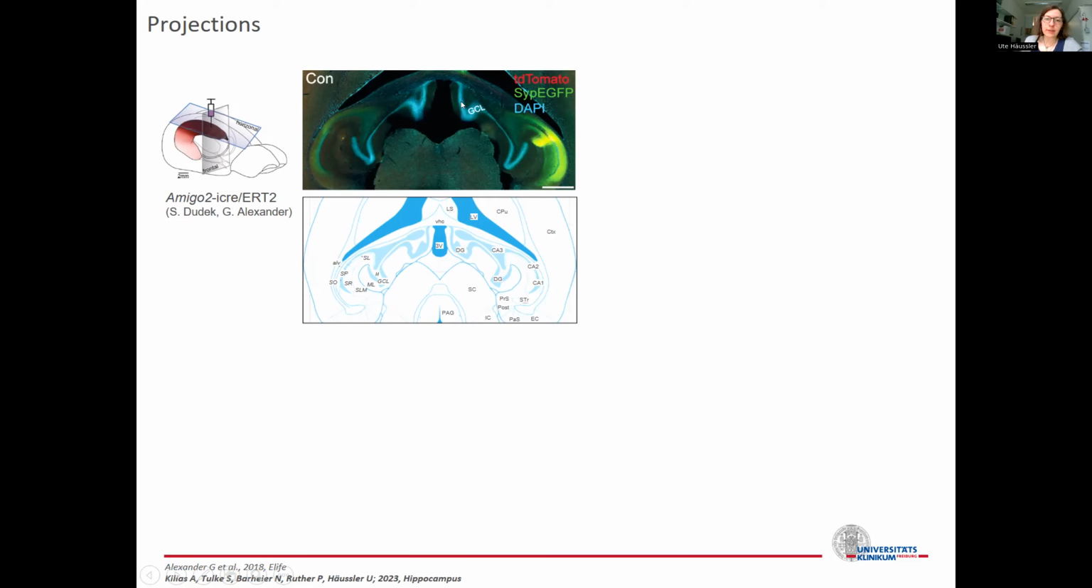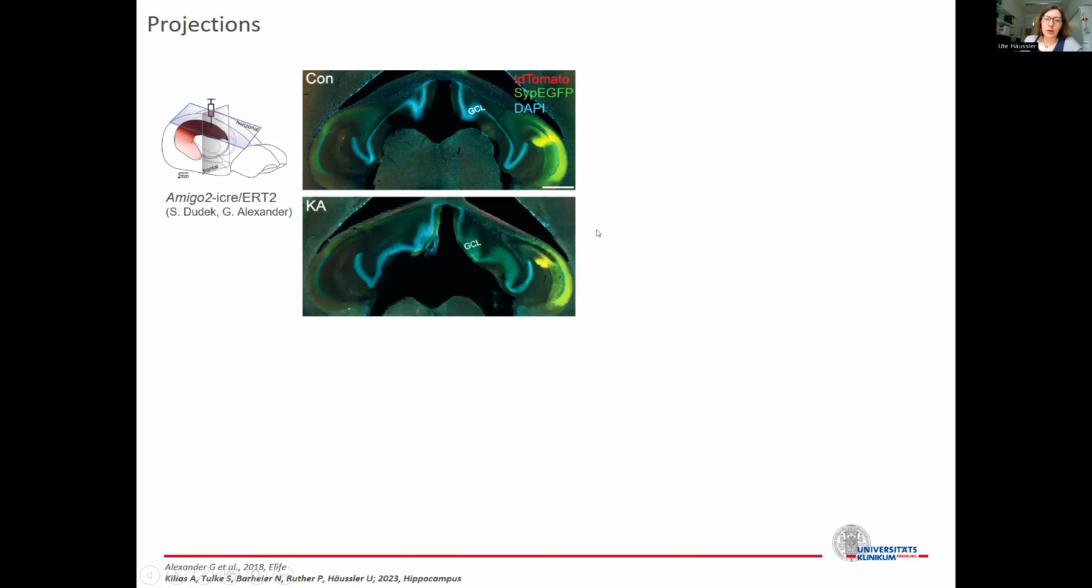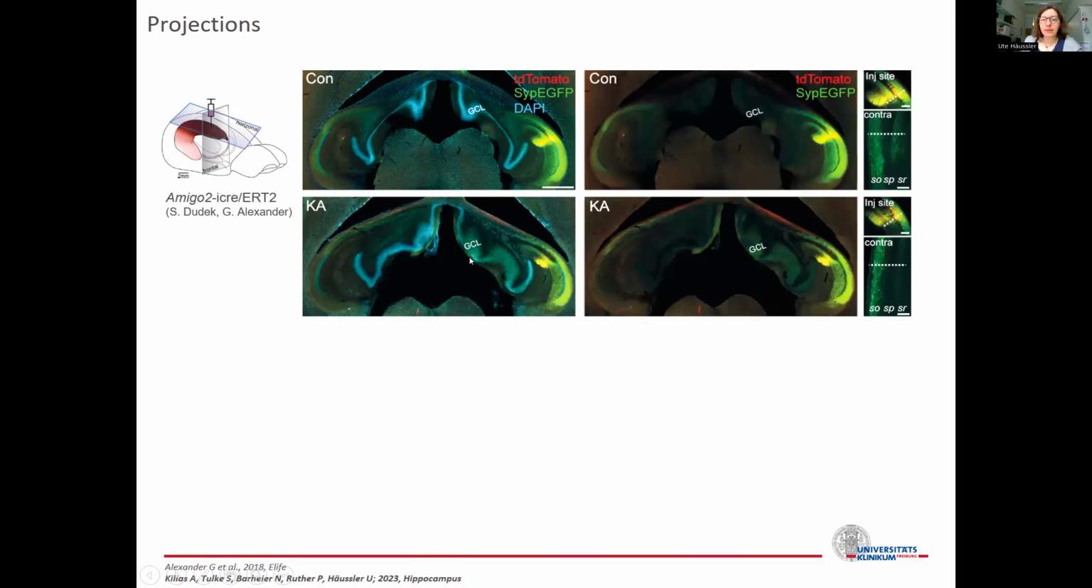And at that level, the granule cell layer has quite a strange shape, this W-like shape here, but otherwise the hippocampus looks more or less normal, as you know it. And here, comparing control and kainate, you see the dispersion of the granule cell layer and the cells in CA3. You can also see it here in the DAPI staining.